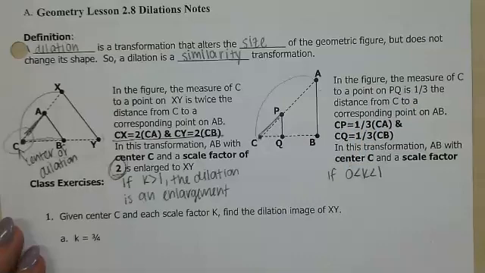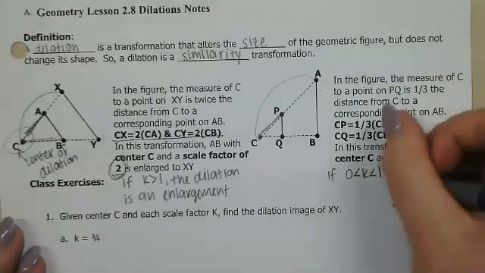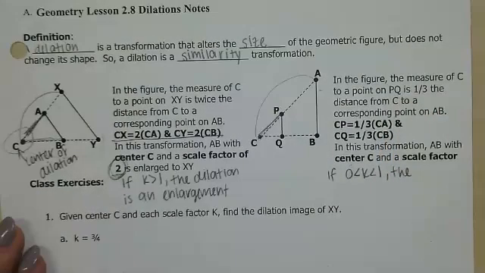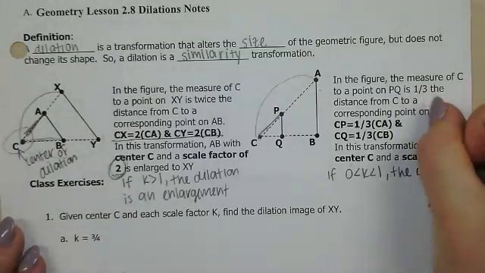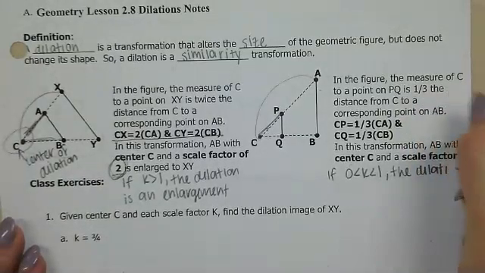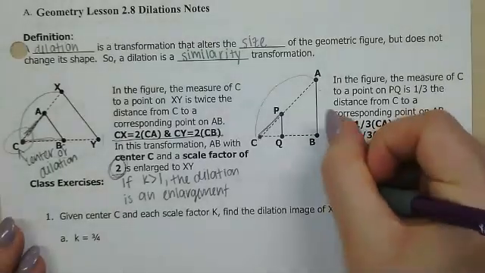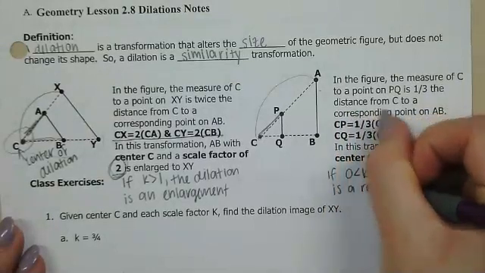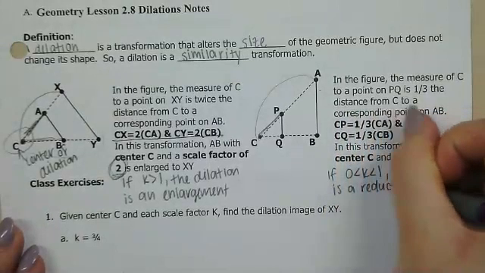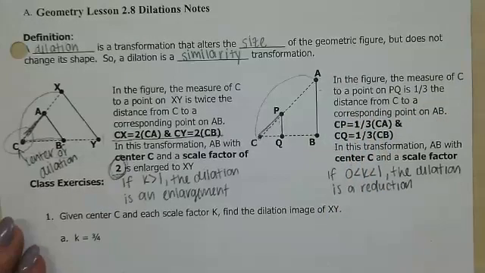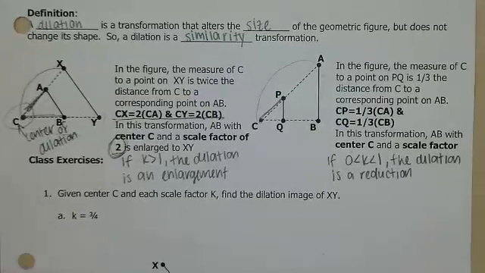1, we don't want to say less than 1 because that would imply that our scale factor could be negative, and it's not going to be negative. But anything between 0 and 1, then the dilation should be a reduction. All right, so keeping this information in mind, they then give us two examples.